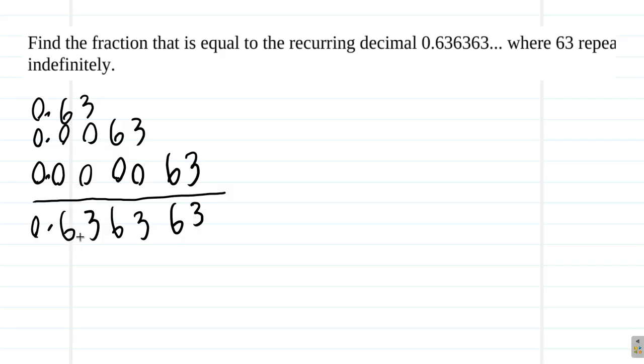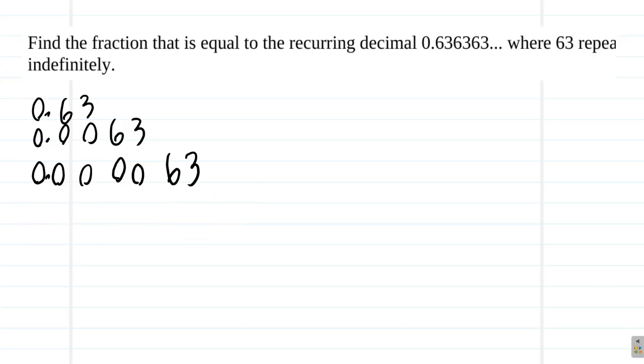Alright, so far you have 0.636363. But remember, the 63 repeats indefinitely. So you could keep adding 0.00000063. When you add these, you will get 0.63636363. And you could keep doing this.